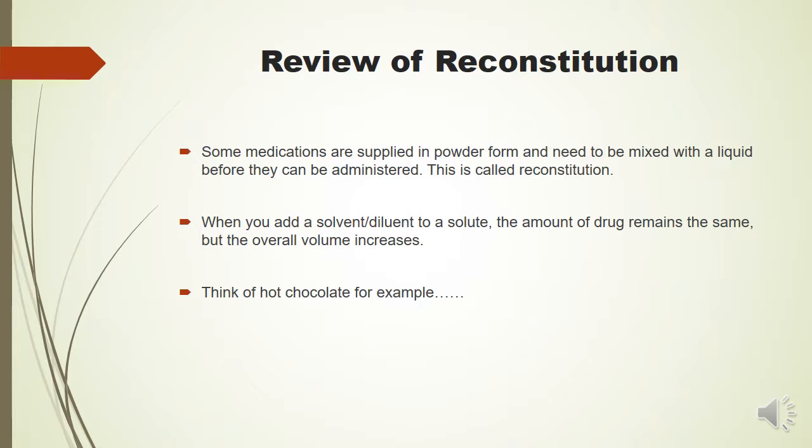And of course, at the bottom there, you can see, think of hot chocolate. Same thing with hot chocolate powder as with the orange juice. We're taking that concentrate and diluting it either very little to make it very concentrated, so very strong tasting, or we are adding a lot of diluent and making it very watery tasting. It's the same idea as reconstituted medication. We're either making it very concentrated or more diluted by adding more solvent or diluent to that solute. And again, the solute amount never changes. That's the amount of the drug, okay?